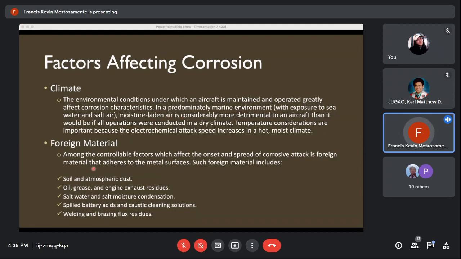Foreign material. So ito na yung dito na kanina yung pinag-discuss natin na direct chemical attack. So we have few example here. Soil, oil grease, pasok pa rin to. Welding, yan, sinabi rin natin to. The chemical joining process, spilled battery, yan, papasok yan sa contact in foreign material. Balik tayo sa climate or dun sa contact sa water.